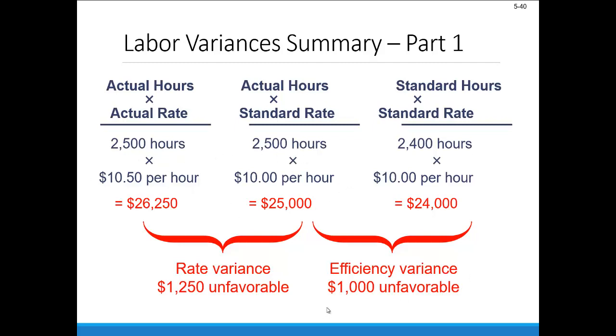Also worth pointing out here that these two lower level variances, the rate and efficiency variance, will net out for our spending variance. In this case, we've got a $1,250 unfavorable rate variance, a $1,000 unfavorable efficiency variance. So add them together, we've got a $2,250 unfavorable spending variance for labor. And thinking back to Chapter 9, that would come from comparing directly the actual result, $26,250, to that flex budget equivalent, $24,000. $26,250 minus $24,000, there's our $2,250 unfavorable spending variance.